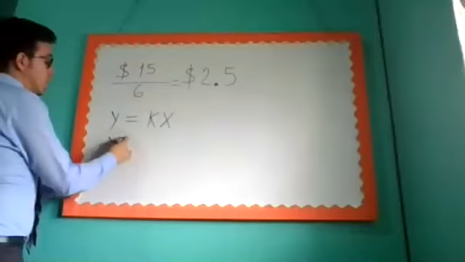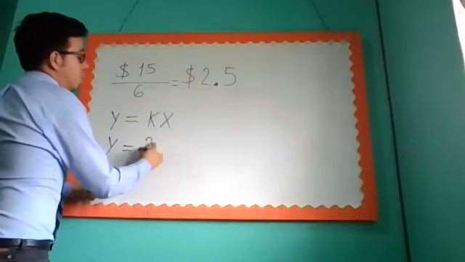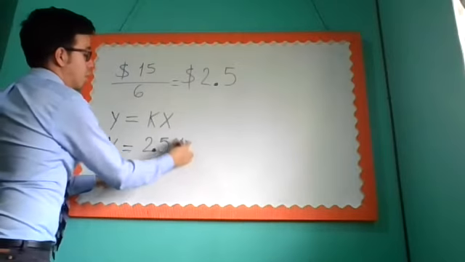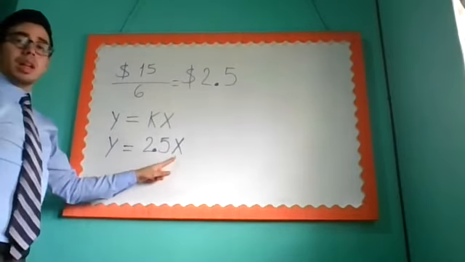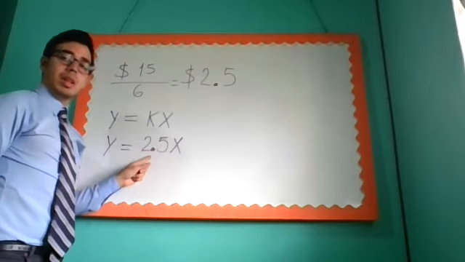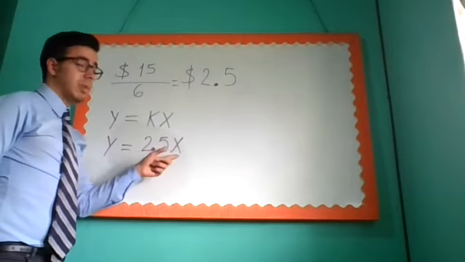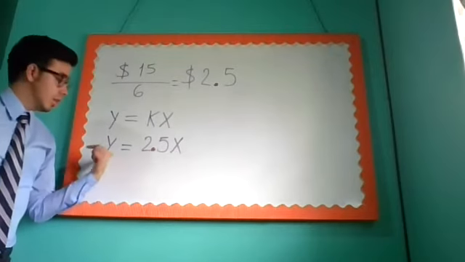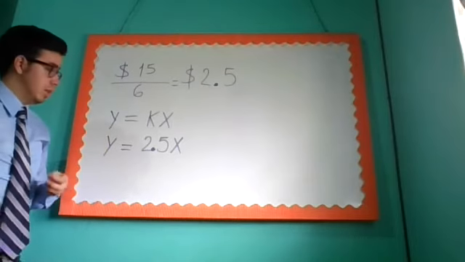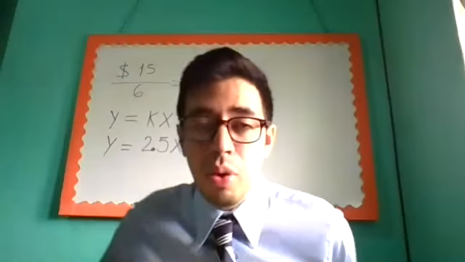So the total cost of the cupcakes is going to be $2.5 for each cupcake. So if I buy, for example, 10 cupcakes, I multiply by 2.5. If I buy 11, 12, 13, it depends on the number of cupcakes, the price, or the total amount of money that I'm going to pay. Okay? You have the relation between the two variables and the constant of proportionality.